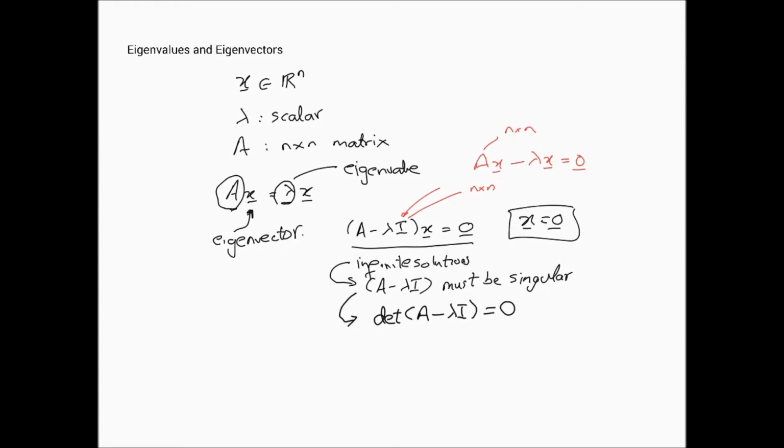If this is an n by n matrix, we're going to end up with lambda to the n, plus a1 lambda to the n minus 1, plus a2 lambda to the n minus 2, and so on, up to a n lambda to the 0. So this is equal to 0. This is known as the characteristic polynomial.